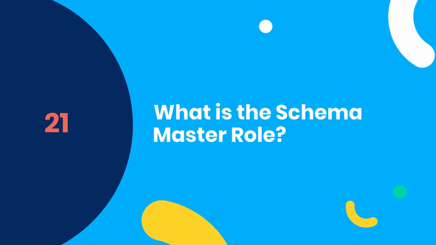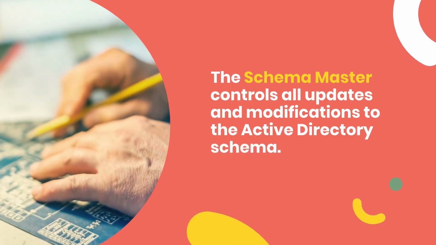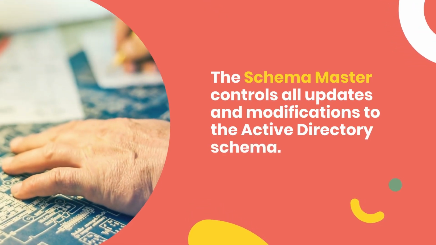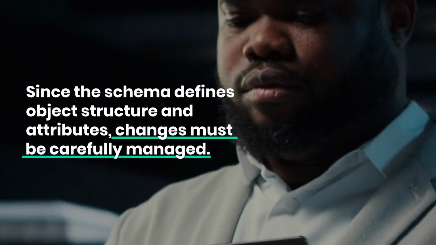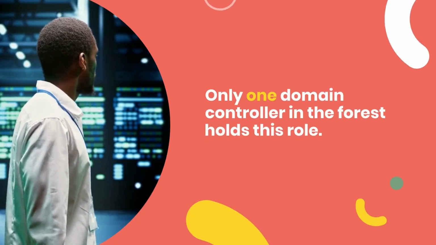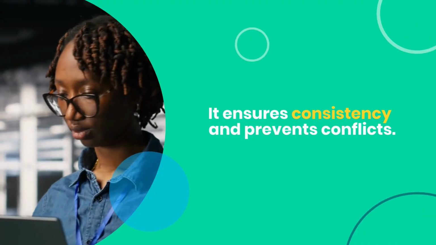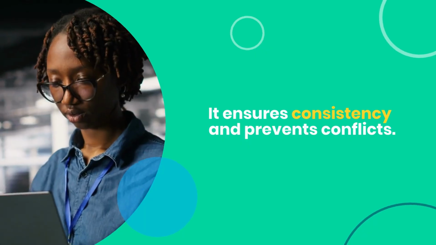21. What is the Schema Master role? The Schema Master controls all updates and modifications to the Active Directory schema. Since a schema defines object structure and attributes, changes must be carefully managed. Only one domain controller in the forest holds this role. It ensures consistency and prevents conflicts.